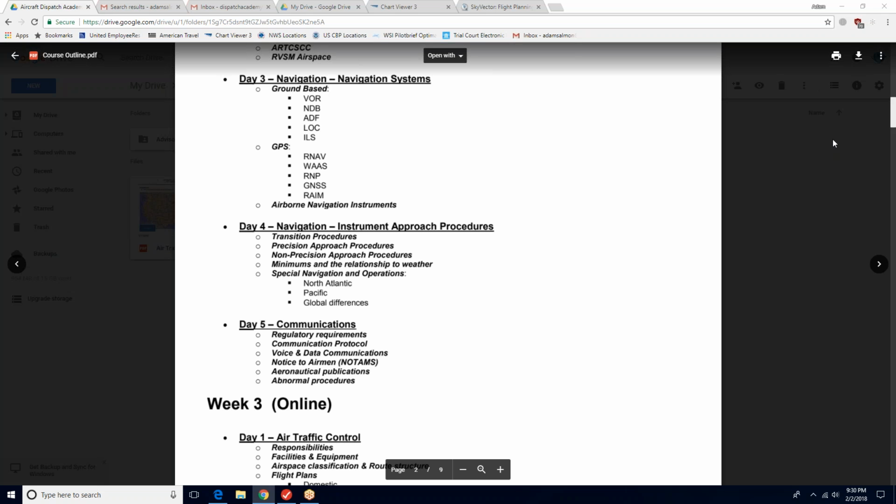Did you guys go over that? Yeah, we did. Anybody have a guess? I think I found it. Is it FL 290 to FL 410?